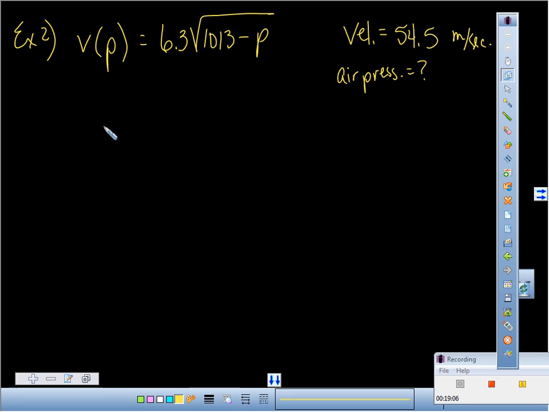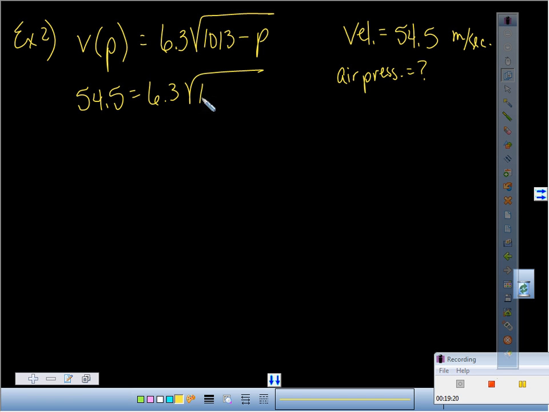Could we solve this thing algebraically? What would I do? Yeah, take this and put it over here. 54.5 is equal to 6.3 times the square root of 1013 minus p. I'm going to start you off, but I'm not going to finish it. Okay? What do I do first? Divide. Yeah, y'all make sure that you get this radical by itself before you start squaring, cubing, or whatever, okay? So divide by the 6.3 first. Now, look, do I know what answer we're going to get? Yeah, we just found it on the calculator. It was a whole lot easier, all right?